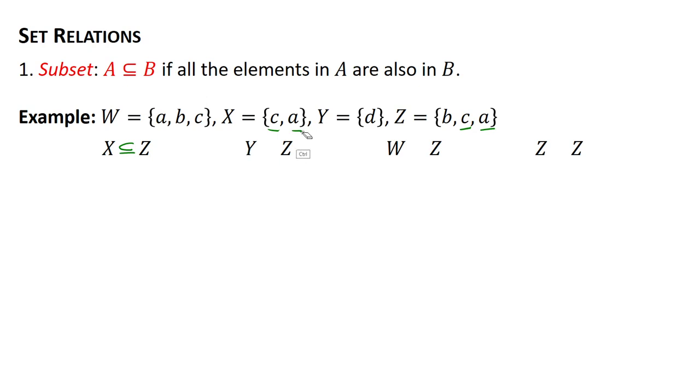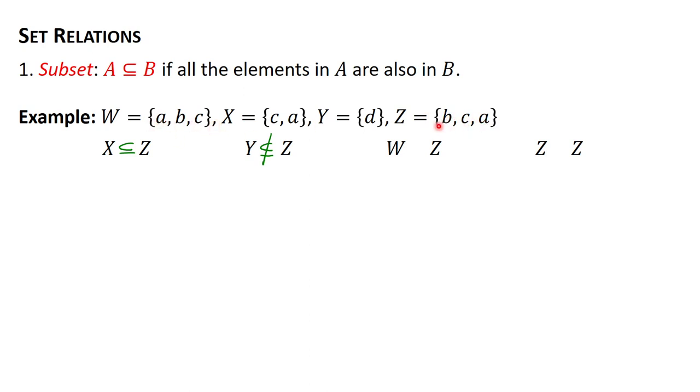How about Y and Z? Lahat ba nung na kay Y ay na kay Z rin? The answer is no. In fact, Y contains only one element, D, and it is not in Z. So in that case, ganun lang din parang dun sa not a member kanina, not an element, ganun din dito, not a subset. How about W and Z? A, B, C.